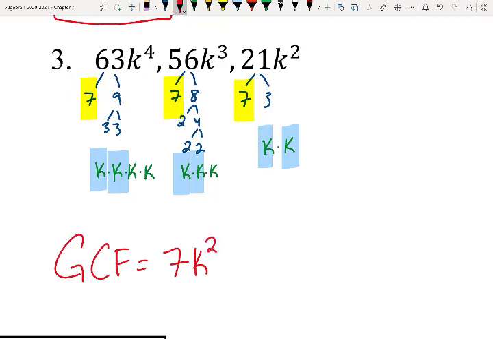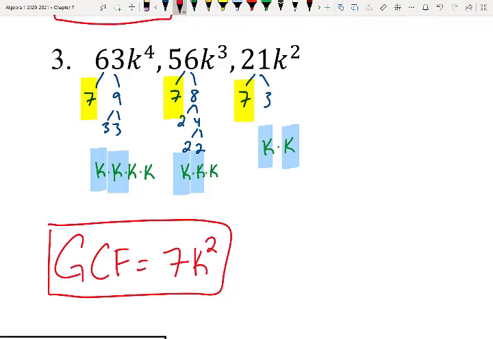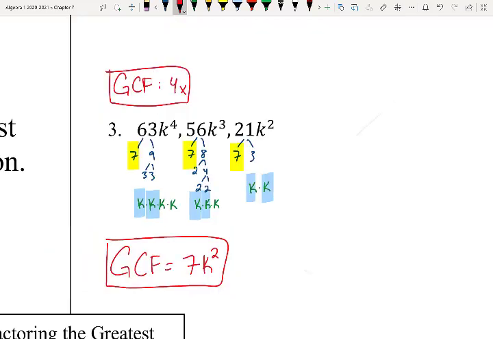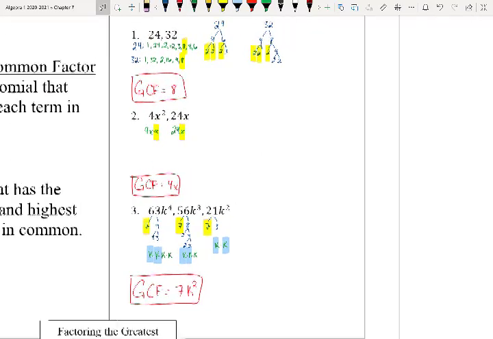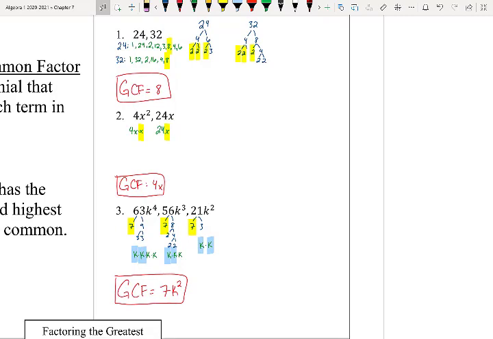So a little tricky, a little complicated, as we get to be 3 terms to work with, but it is what it is. It's something that process-wise is not overly difficult. It just can be tedious and time-consuming, depending on how quickly you're grasping this. But that would be my GCF there, 7k squared. So that's finding GCFs. Just identifying what the GCF is between different terms.